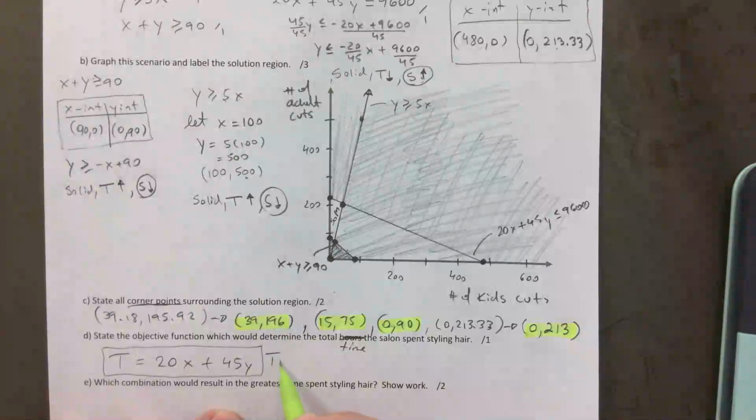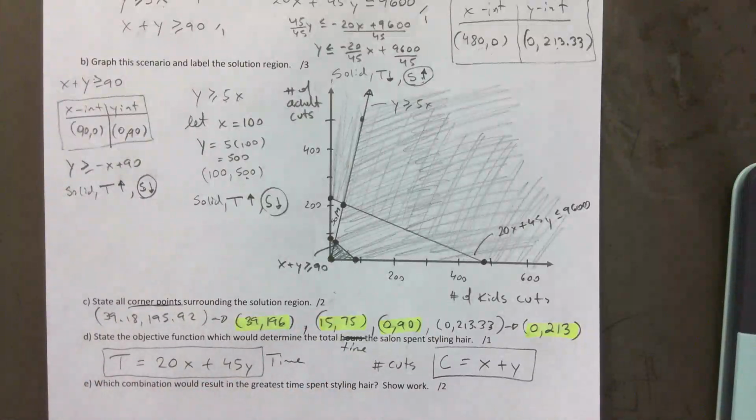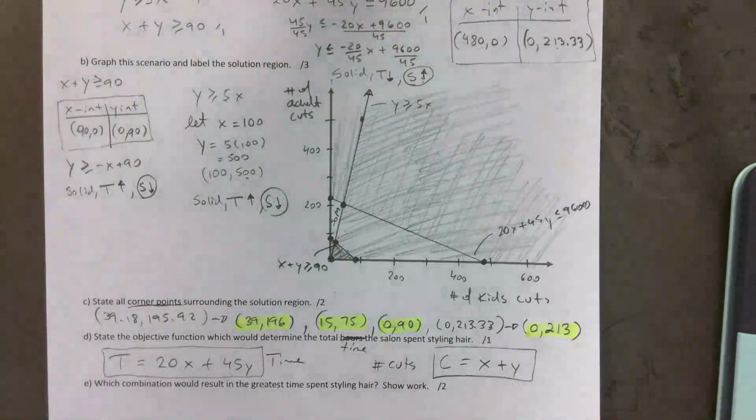This is the time. Can I just do an aside here? If it asked you for number of cuts, how to get the most number of cuts, you would go C. It'll simply be X plus Y. If you add up the cuts here, that would be the objective function that would tell you the number of cuts that were produced or that were completed.